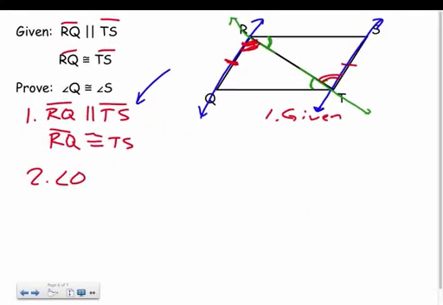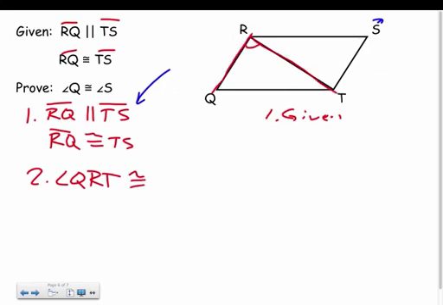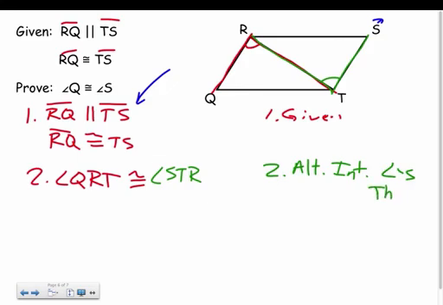So I got to say angle QRT. See how I named that one? QRT to get this angle. And that's going to be congruent to angle STR. And we said those are alternate interior angles because of the parallels. Alternate interior angles. It's really a theorem. I'm okay with just alternate interior angles. So now I got a side, and then the angles, and now I can get the side after that.